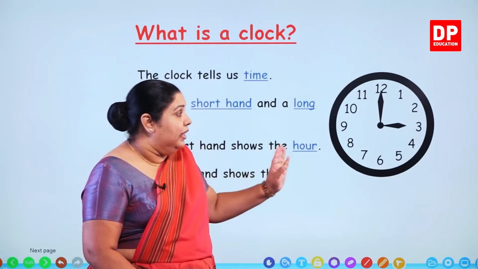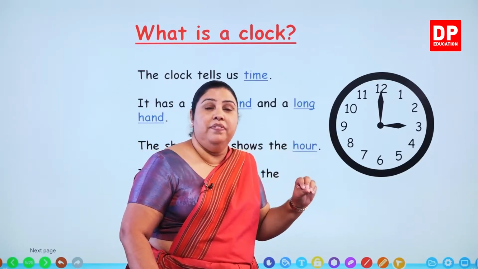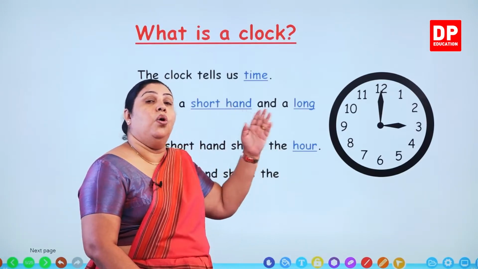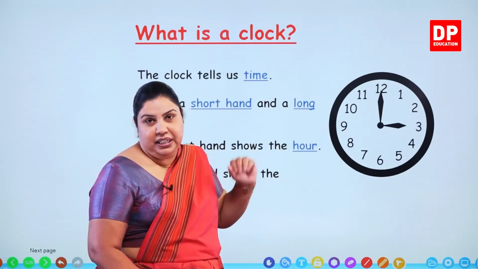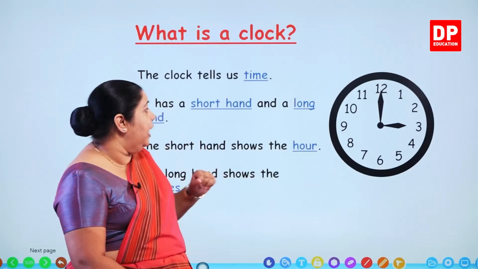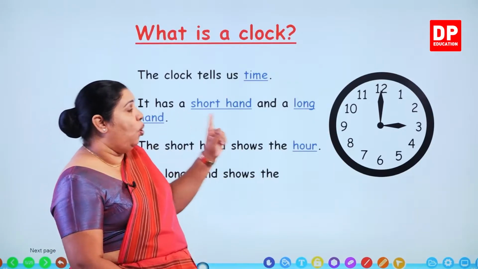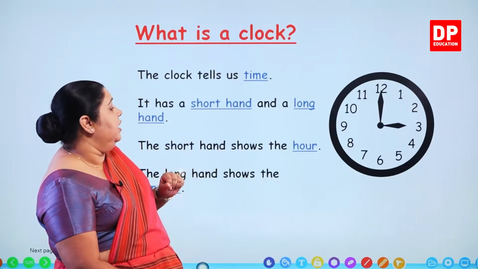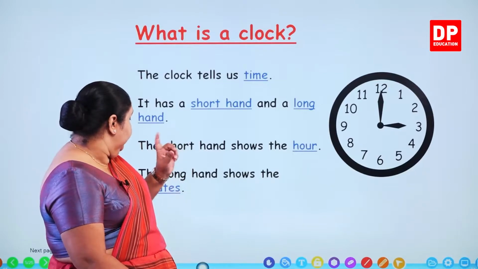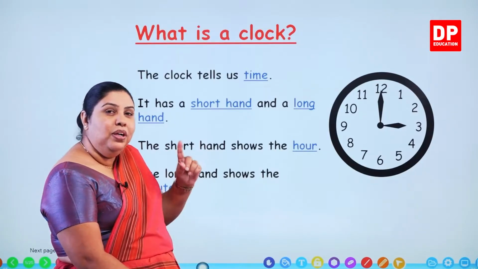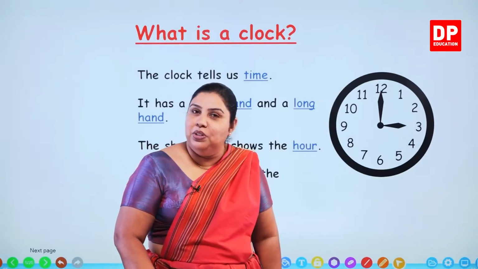So the short hand will always show you what that hour is, and then the long hand will tell you what the minute is. So basically the clock will tell you the time. It has a short hand and a long hand. The short hand shows the hour. The long hand shows the minutes. Now let's take a look at our beautiful clock.